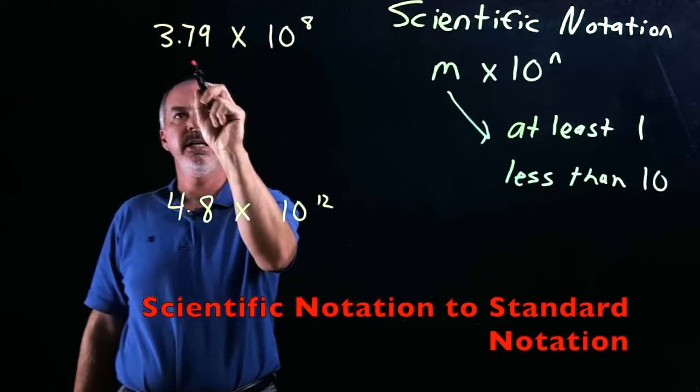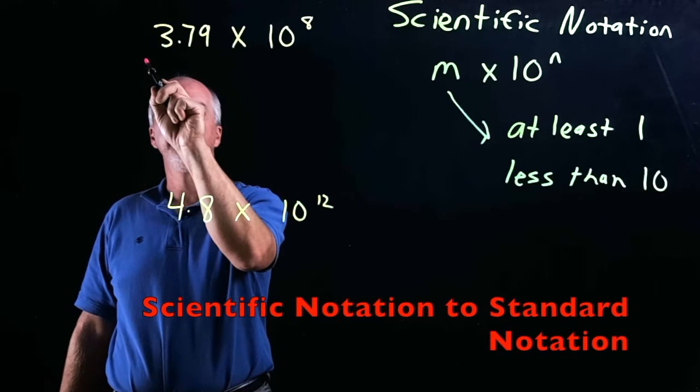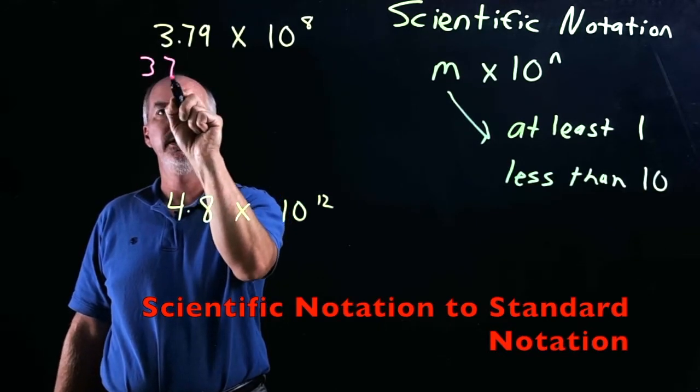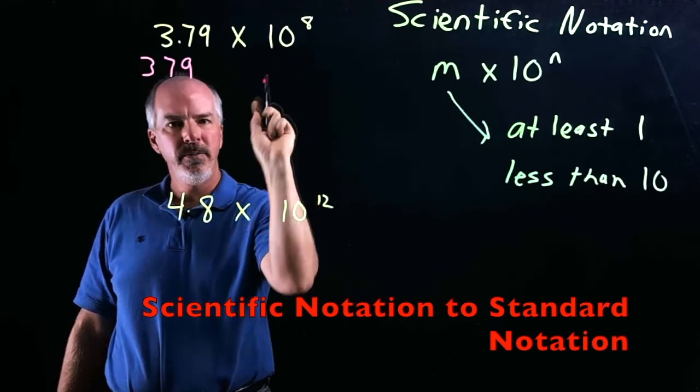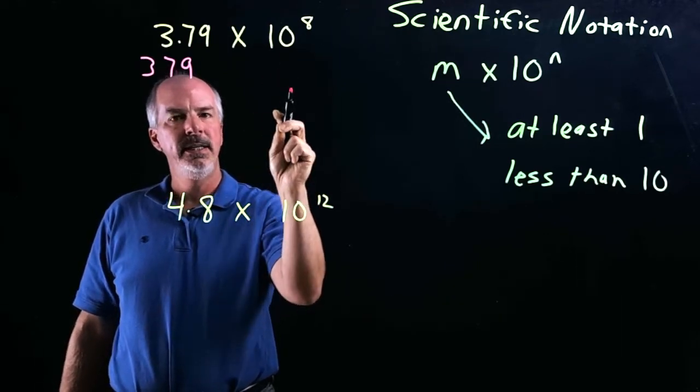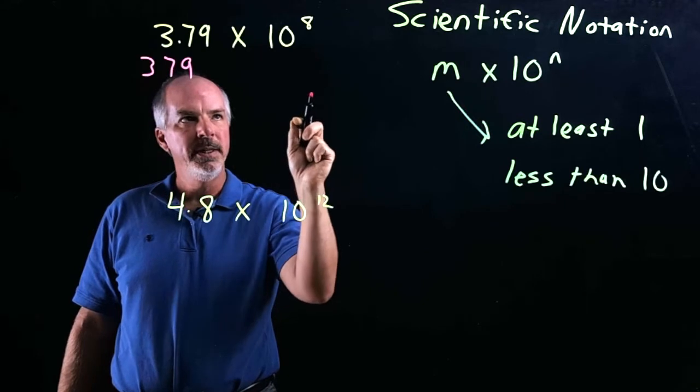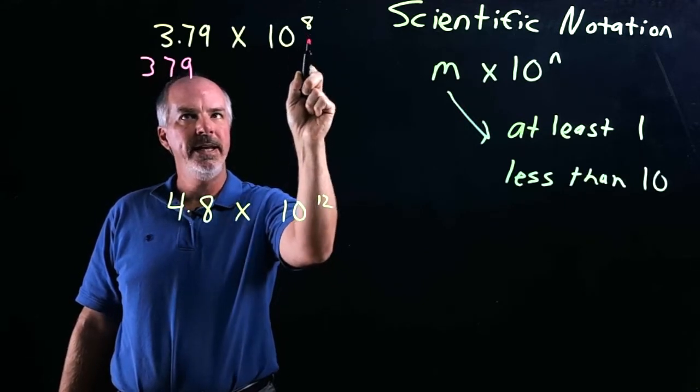Well, we're starting out with 3.79. I'm going to write that right here. Now, I'm going to leave the decimal point off, times 10 to the 8th power. Remember, every time you multiply by 10, you're going to move the decimal place 1 time. So in this case, we're going to move it 8 times.